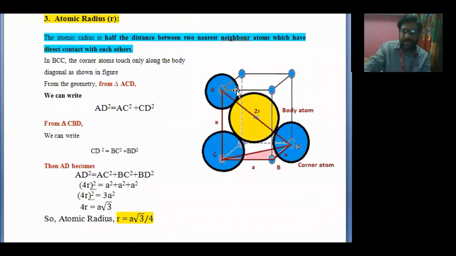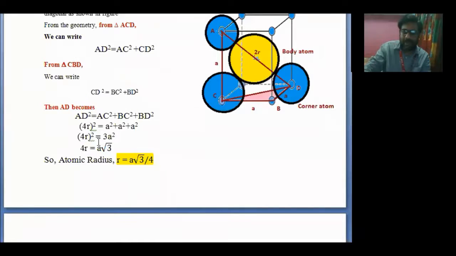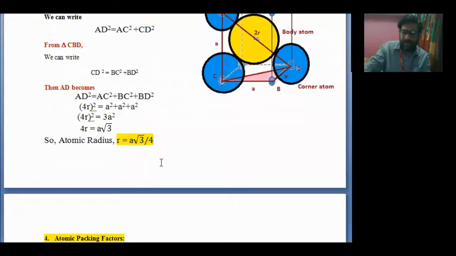To find the atomic radius, we have to consider the front view of the BCC structure. Here we consider 2 triangles, one ACD and another one CBD. From these triangles, we evaluate the values. That is, 4r the whole square is equal to a square plus a square plus a square. 4r the whole square is equal to 3a square. From this, 4r is equal to a root 3. From this, r is equal to a root 3 by 4, the atomic radius.